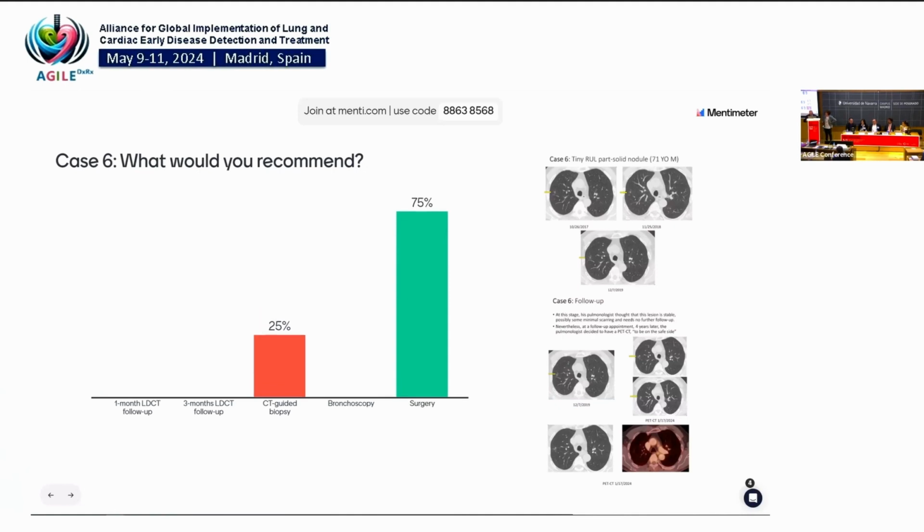The biopsy will just get air mostly. So I see that surgery is gaining more and more acceptance, but CT-guided biopsy is quite close, especially after what we saw previously.